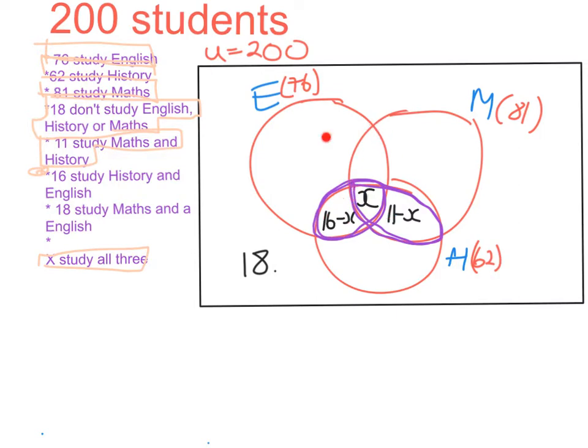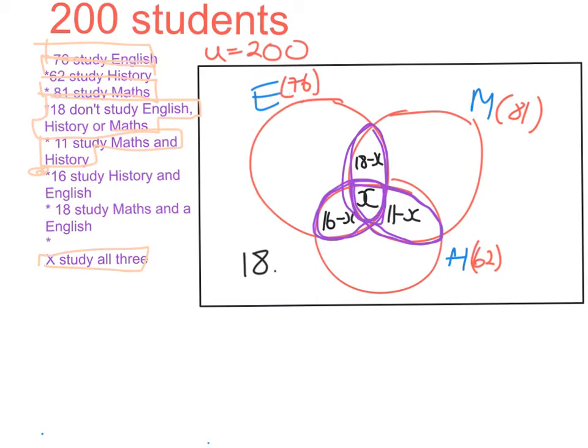And the last one here is English and maths. So 18 study English and maths, so the English and maths would be this bit here. I already have an X, so in here I'm going to have 18 minus X. Okay, I'm now going to try and find out some expressions that add up to give me these sections here. And the first one I'm going to start with is the English circle.